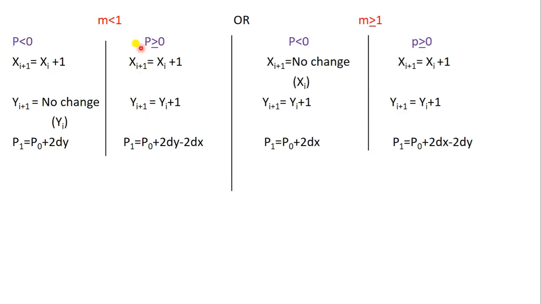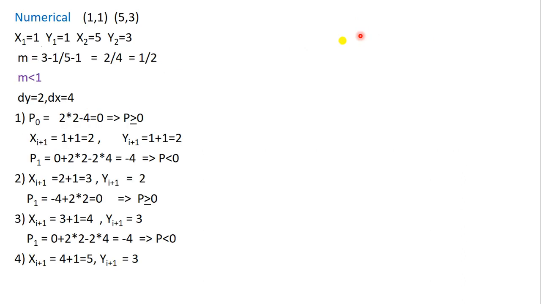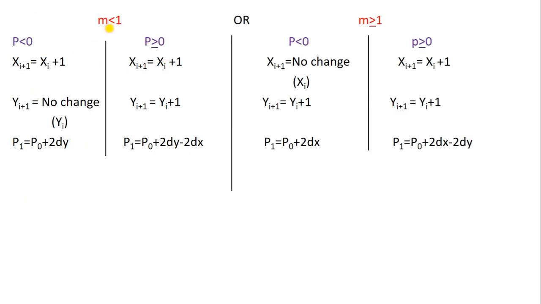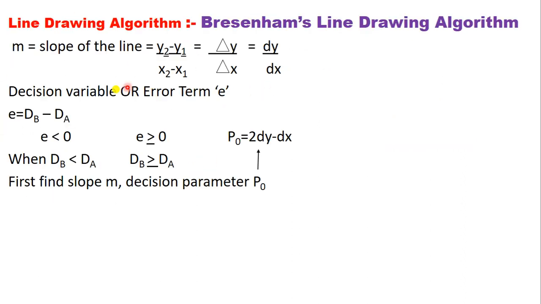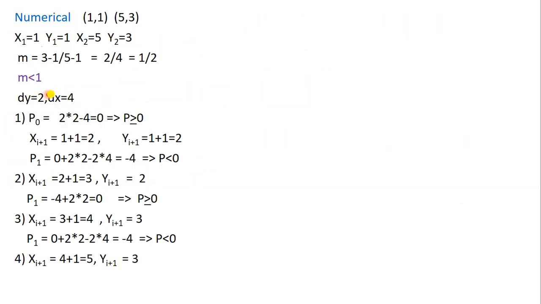Now we will check whether the slope value is less than 1 or greater than or equal to 1. So we get half is less than 1. Yes, it is less than 1. Half, that is 1 by 2, is less than 1 only. So this section we have to follow. Since the slope is less than 1, we should ignore this whole case and follow this case only.